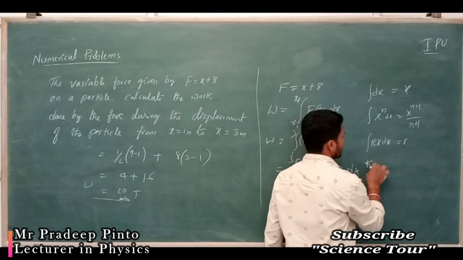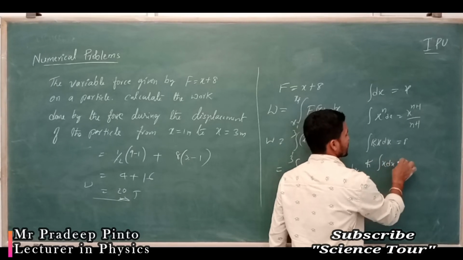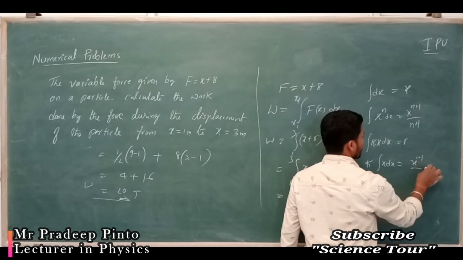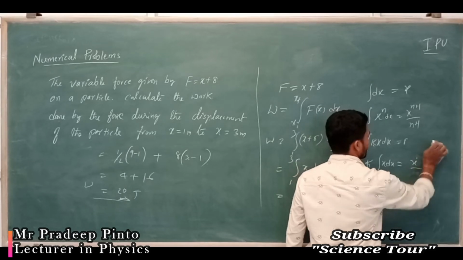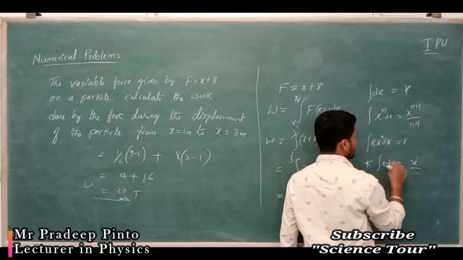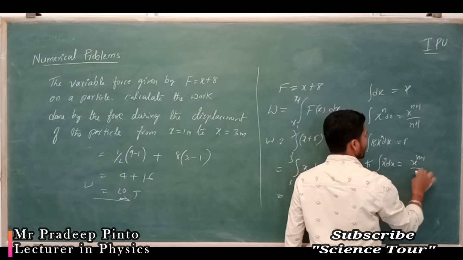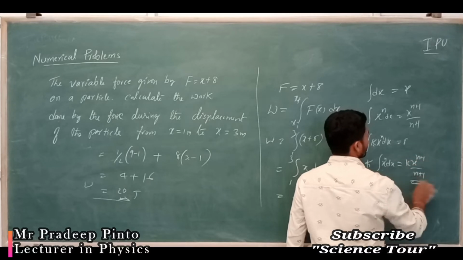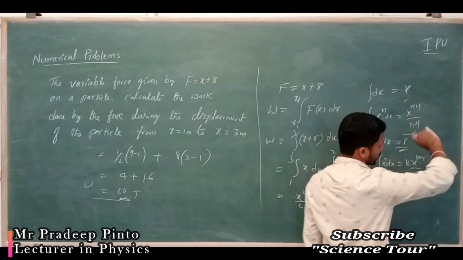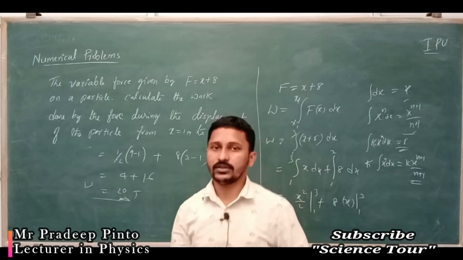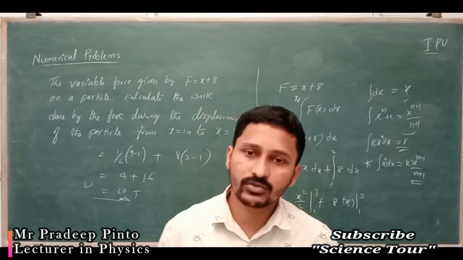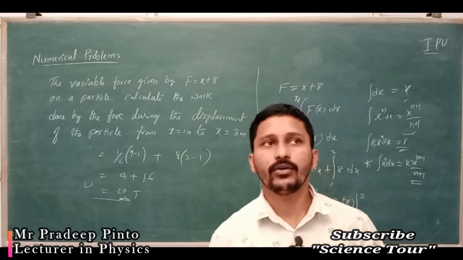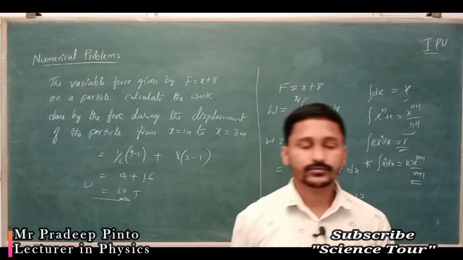So k times the integration of x dx becomes x to the power 1 plus 1 divided by 1 plus 1, that is x to the power n plus 1 divided by n plus 1, times k. The limit is there, which means you have to apply upper limit minus lower limit. That is the application of the limit, and I told you how to apply it. Again, you are going to study this in detail in mathematics also.